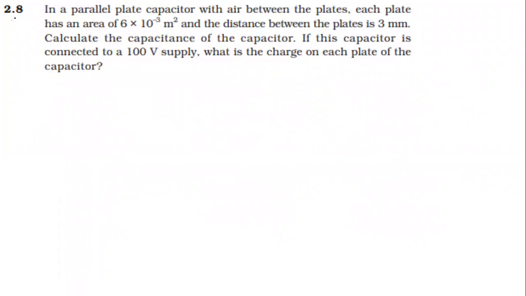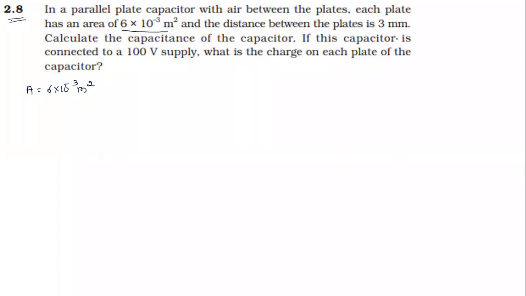Look at the question now. Question number 2.8. In a parallel plate capacitor, the air between the plates, each plate has an area of how much? 6 into 10 power minus 3. So area is given as 6 into 10 power minus 3 meter square.